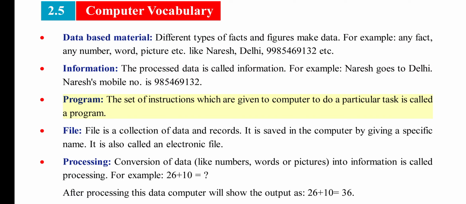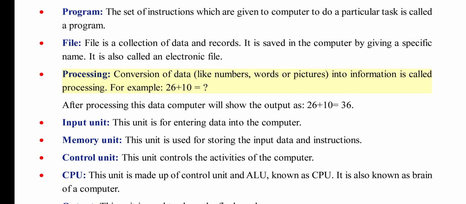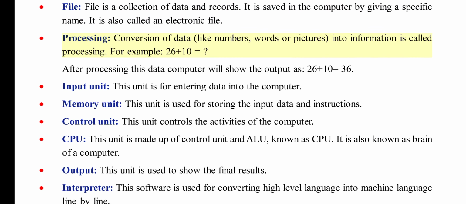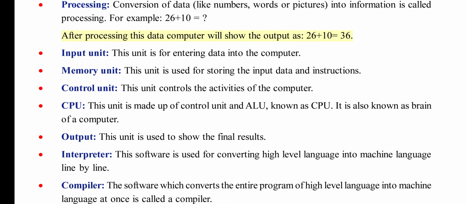Program. The set of instructions which are given to the computer to do a particular task is called a program. File. A file is a collection of data and records. It is saved in the computer by giving a specific name. It is also called an electronic file. Processing. Conversion of data like numbers, words or pictures into information is called processing. For example, 26 plus 10 equals. After processing this data, the computer will show the output as 26 plus 10 equals 36.